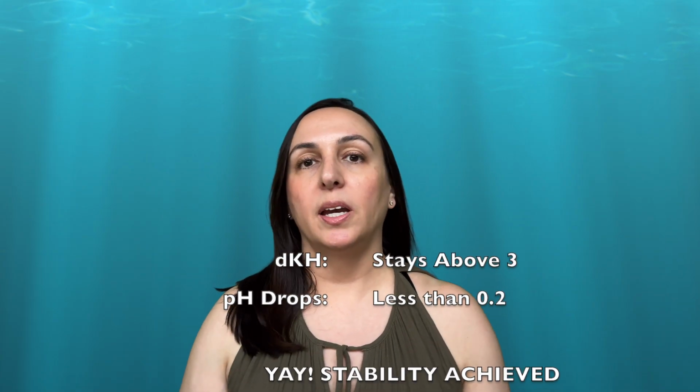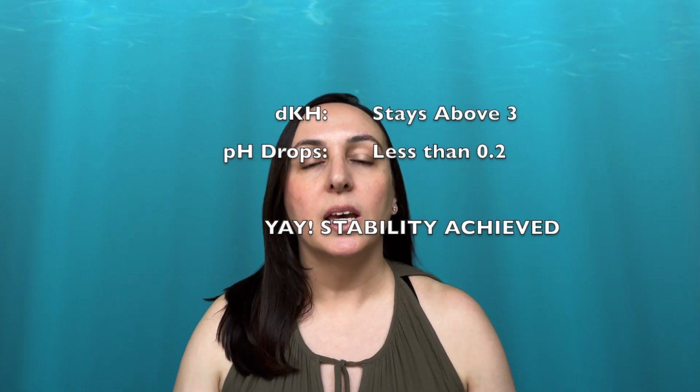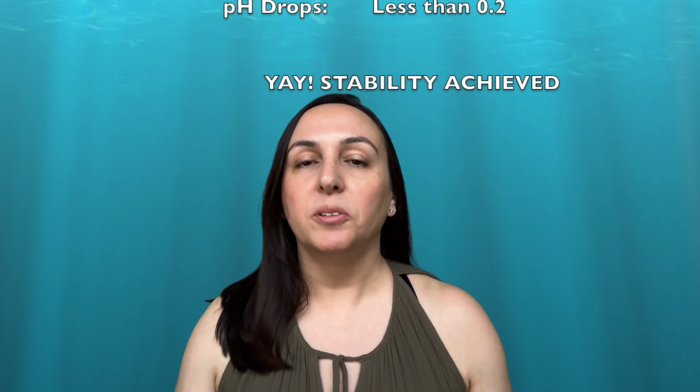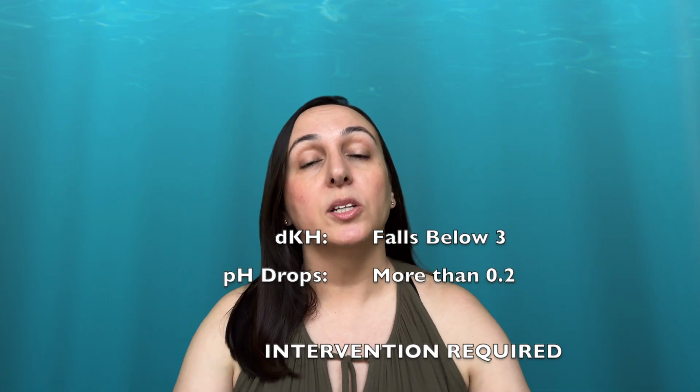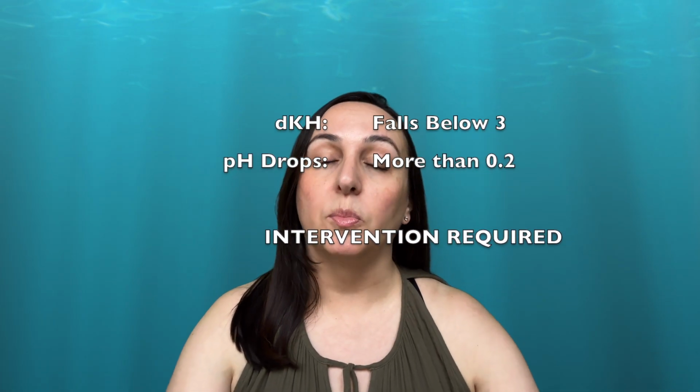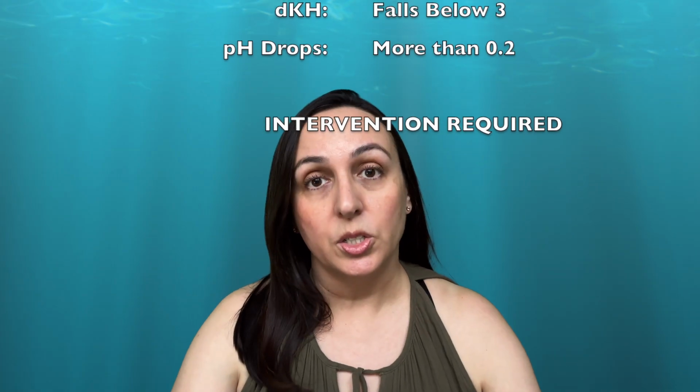If between water changes you find that your KH stays above 3 DKH and that your pH doesn't fall by more than 0.2 units, then you are okay. You don't need to do anything because your particular aquatic ecosystem has maintained a sufficient balance. But if you find that your KH is falling to 3 DKH or less, and or your pH is going down by more than 0.2 units between water changes, then you really should be stepping in and helping to replenish those bicarbonate and carbonate ions. There are many ways of accomplishing this.